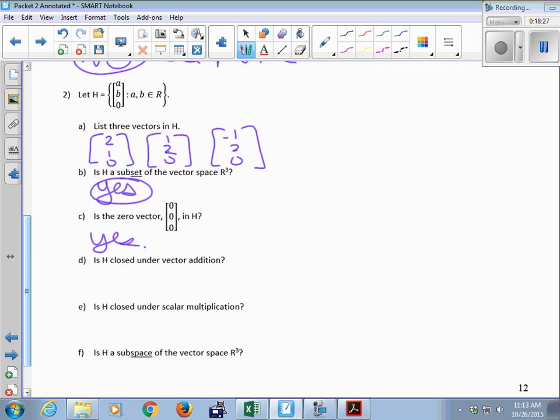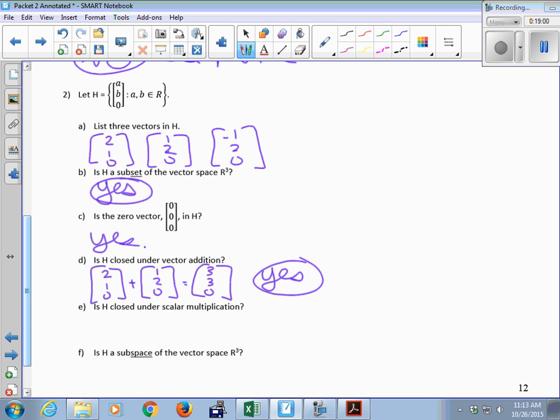Right. Is H closed under vector addition? Let's pick a couple of our vectors. Let's pick 2, 1, 0 plus 1, 2, 0. When I add them together, I get 3, 3, 0. Is 3, 3, 0 in the set? Yeah, it's a real number, 0, which is how we define the set. So yes, this is closed under vector addition.